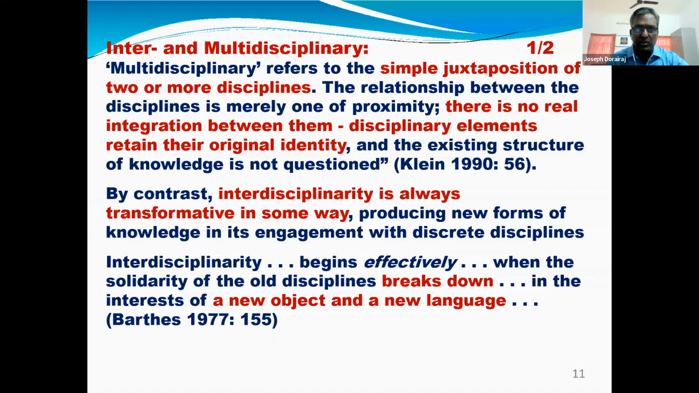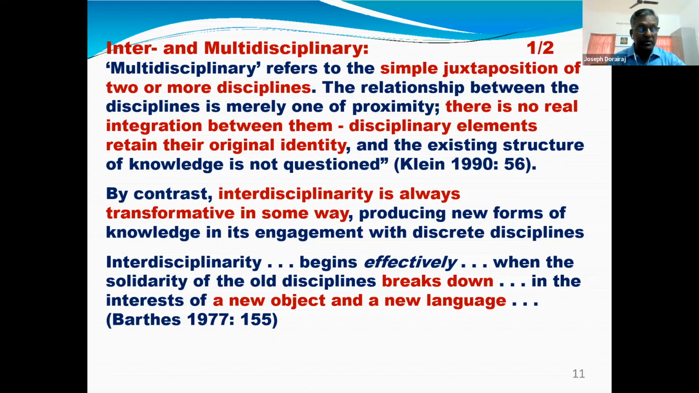So straight away, I would like to clarify, multidisciplinary or multidisciplinarity refers to or points to the simple juxtaposition of two or more disciplines. So two disciplines happen to sit next to each other. They may have a conversation, they may not have a conversation. I would like to continue. The relationship between the disciplines is merely one of proximity. There is no real integration between them. The different elements retain their original identity and the existing structure of knowledge is not questioned.